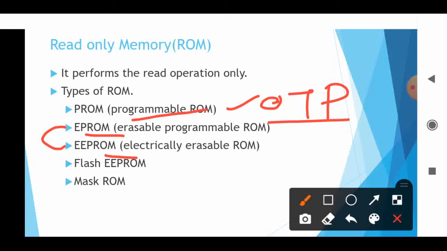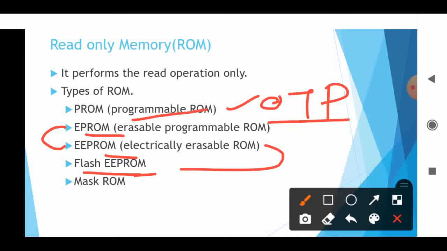The next one is flash electrically erasable programmable read-only memory. It is faster than the previous memory, the EEPROM. It will erase the content fully, not selectively. When compared to EEPROM, it is very fast at erasing the data. It cannot erase selectively, it can erase fully.